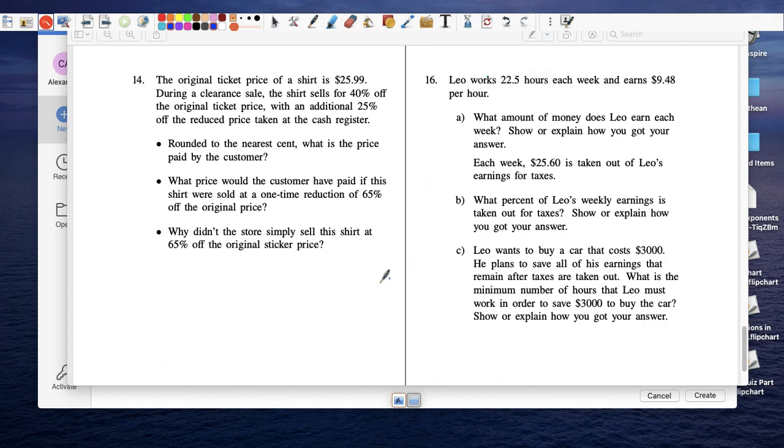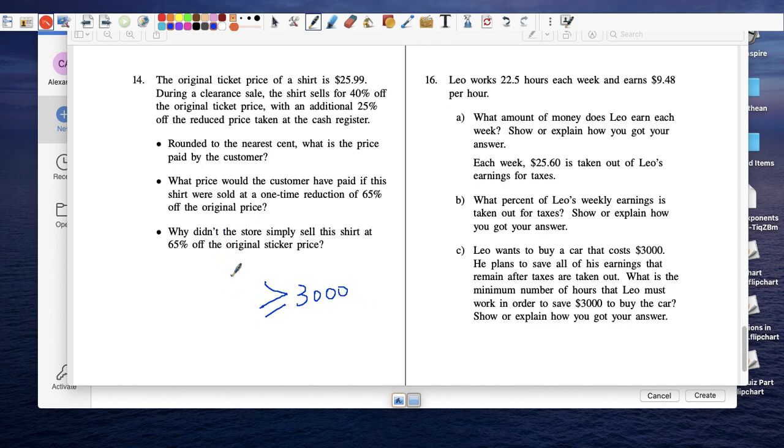Okay. And then last question. Leo wants to buy a car that costs $3,000. What is the minimum number of hours that Leo must work in order to save $3,000? So this goes back to our inequalities. Whatever he earns has to be greater than or equal to 3,000. What's the minimum number of hours that he has to work?